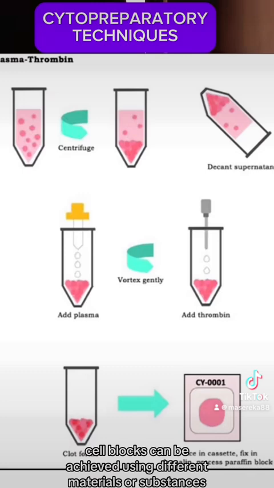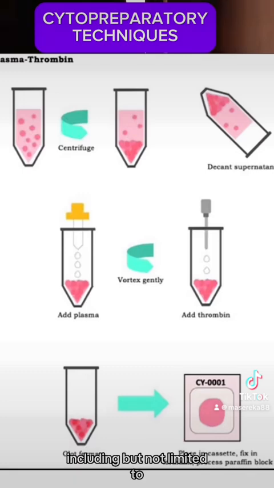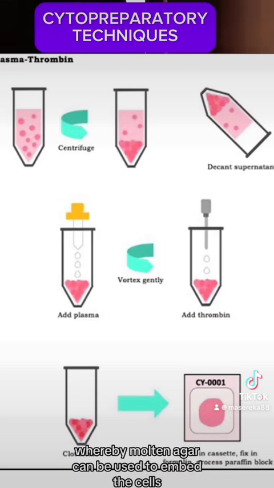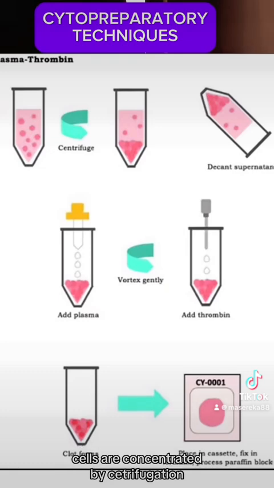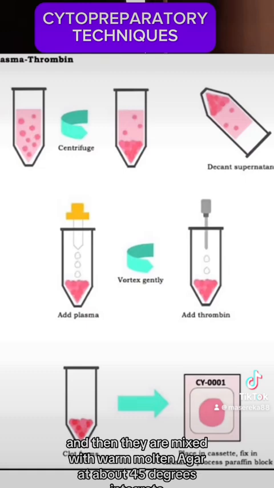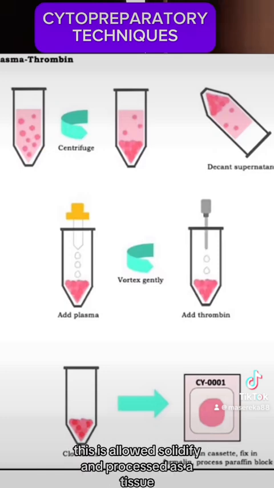So cell blocks can be achieved using different materials or substances, including but not limited to, number 1, agar, whereby molten agar can be used to embed the cells. Cells are concentrated by centrifugation, and then they are mixed with warm molten agar at about 45 degrees centigrade. This is allowed to solidify and processed as a tissue specimen.